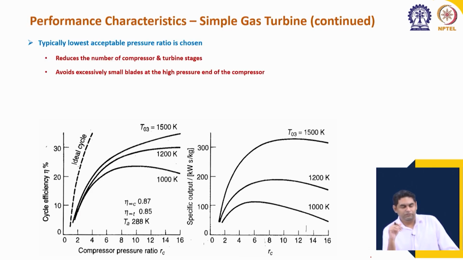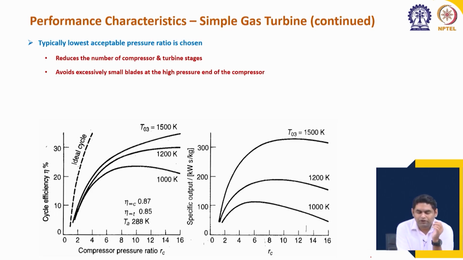This has the advantage that it reduces the number of compressor and turbine stages, okay, and avoids excessively small blades at the high pressure end of the compressor. So, the first point is clear: it reduces the number of compressor and turbine stages. If we have a lower pressure ratio, we will need a lower number of stages because the expansion and compression processes are smaller. Lowest acceptable pressure ratio is chosen, which means that within the range we should have a pressure ratio near the optimum work output, or if there are any limitations from a practical point of view.